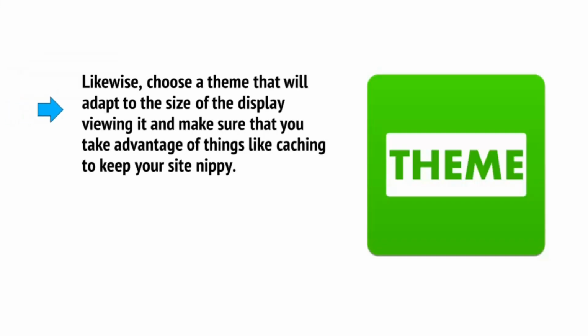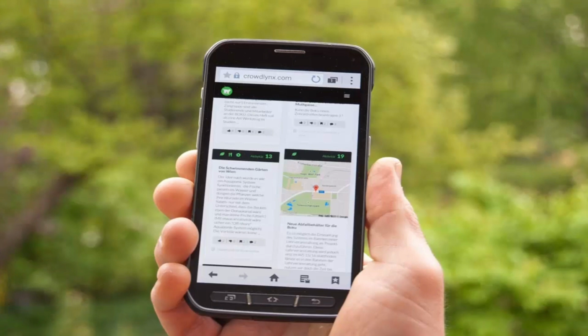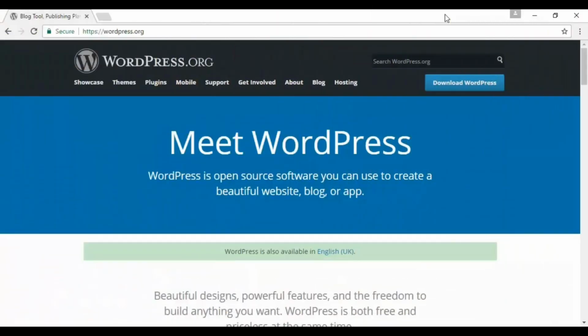Likewise, choose a theme that will adapt to the size of the display viewing it, and make sure you take advantage of things like caching to keep your site nippy. Themes that do this are called responsive insofar as they respond to the shape and size of the display they're being viewed on. This works by removing certain elements, by rearranging menus, etc., and by shrinking images. Note that mobile friendliness also means things like having large buttons, which are easier to click with a finger rather than a mouse, and avoiding mouse-over drop-down menus that, again, can't be operated on a mobile without a mouse.